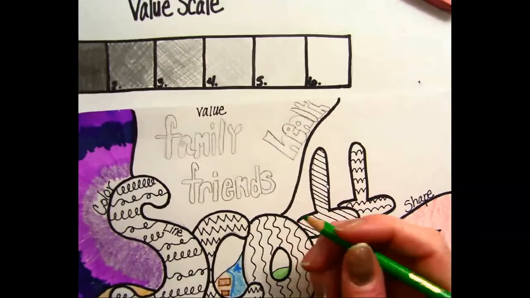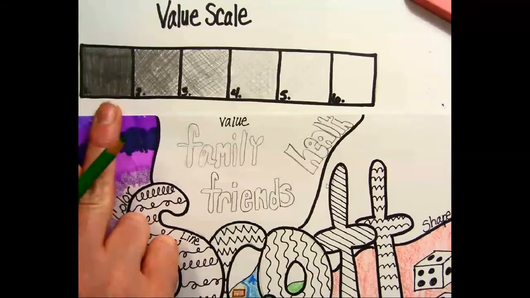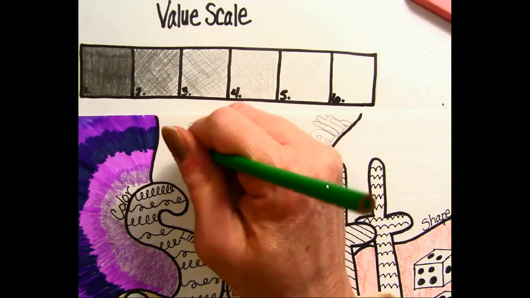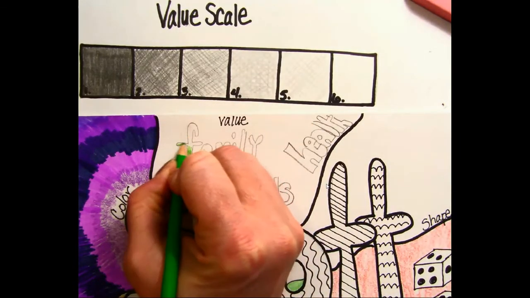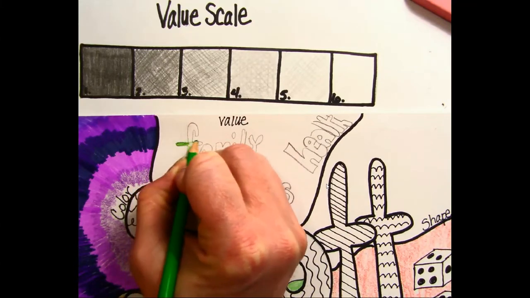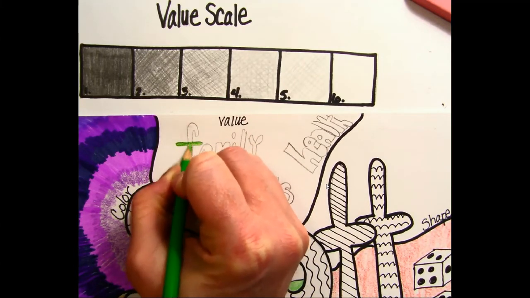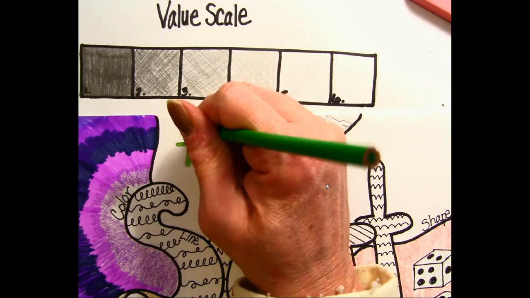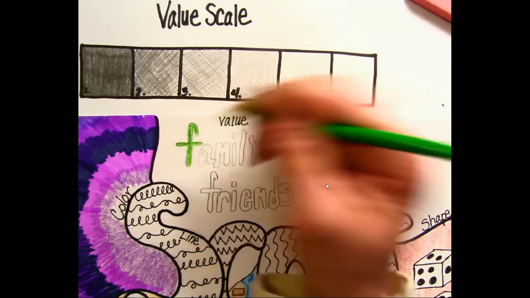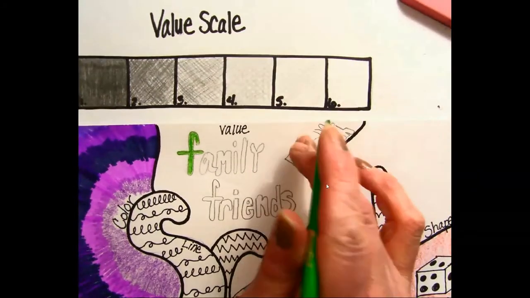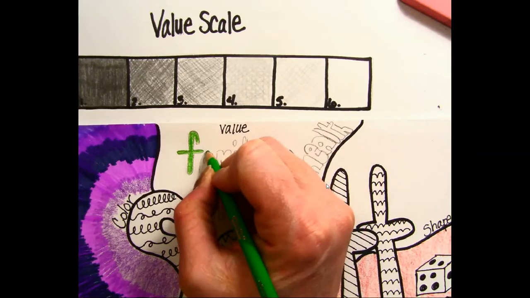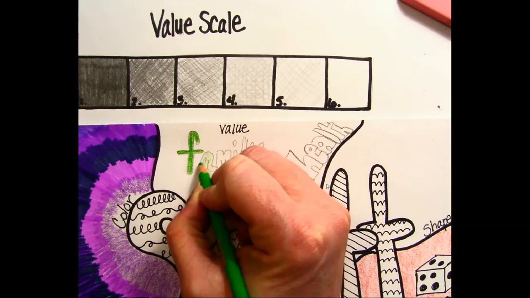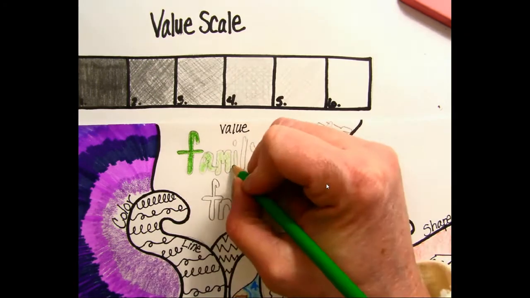To show my value scale for family, I'm going to use a green colored pencil, and I'm going to again go from darkest to lightest. So I'm going to do really dark green for my first F in family. And then I'm going to do that cross-hatching technique throughout the rest of my bubble letters. Now again, feel free to do the background if you want to do it as a value scale, or do it in your bubble letters. I'm going to go ahead and I'm going to use different colors for my family, friends, and health. And I'm going to add all my value scale within that. So go ahead and have fun creating your value scale.